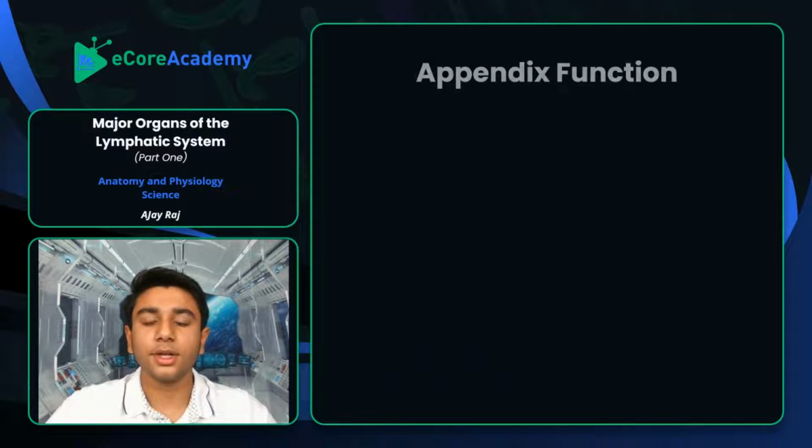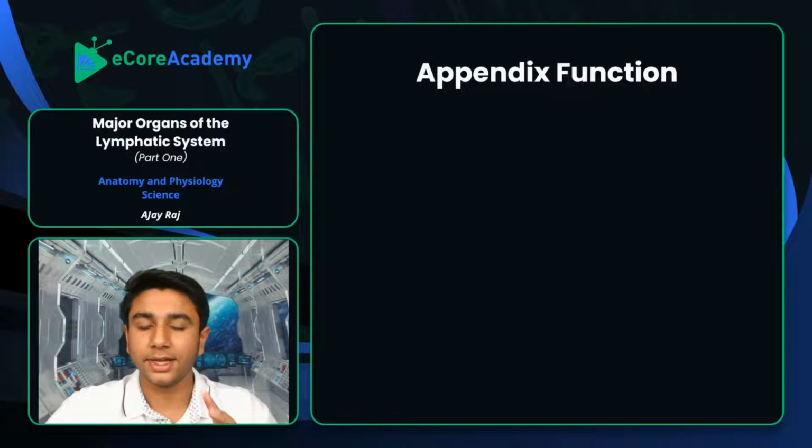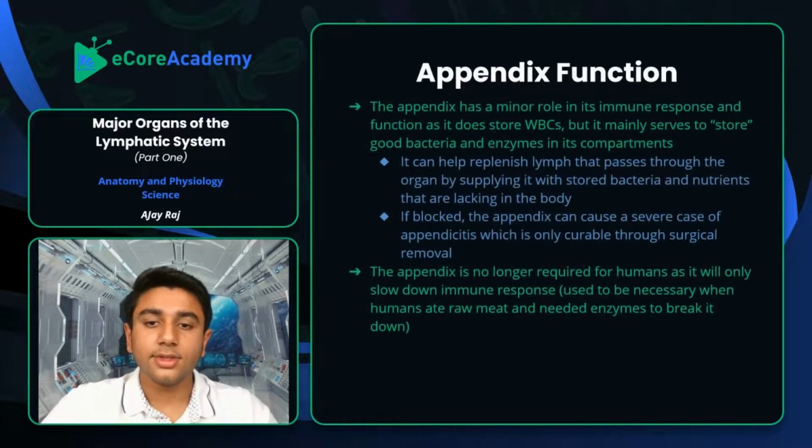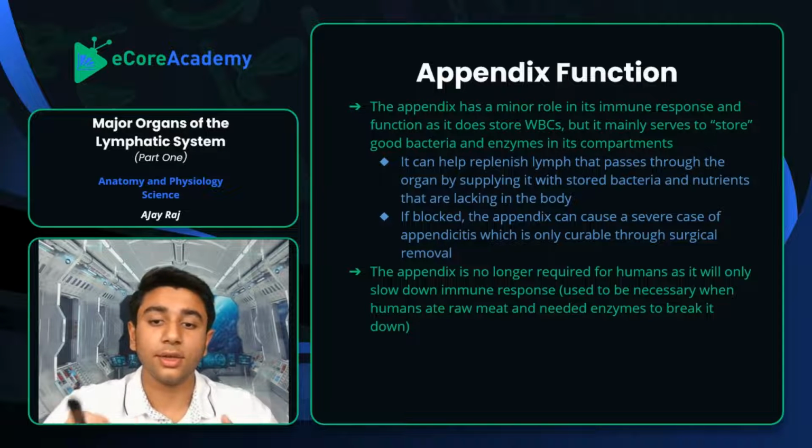All right, moving on. Now we're going to take a look at our second of three major organs of the lymphatic system part 1 video. So we have our appendix, and we're going to specifically take a look at our appendix function. The appendix has a minor role in its immune response and function, as it does store white blood cells. So it can help with immune response and killing off foreign bacteria and pathogens, but it mainly serves to store good bacteria and enzymes in its compartment. So it's considered a storage place for good nutrients and materials that are needed through the body.